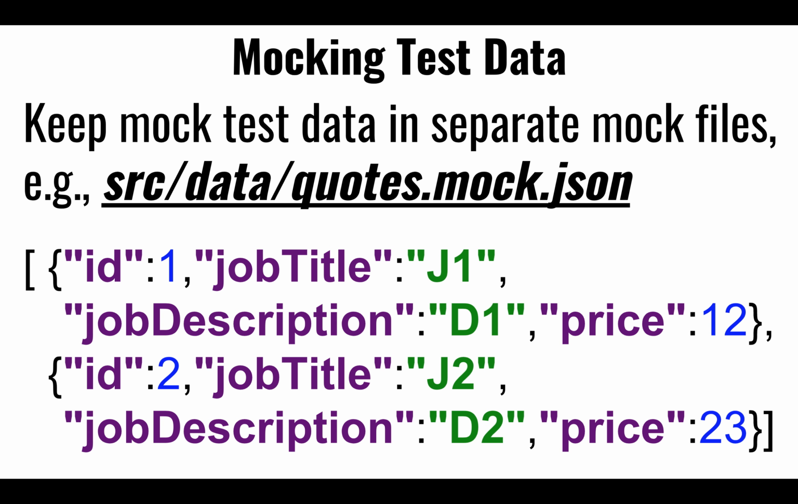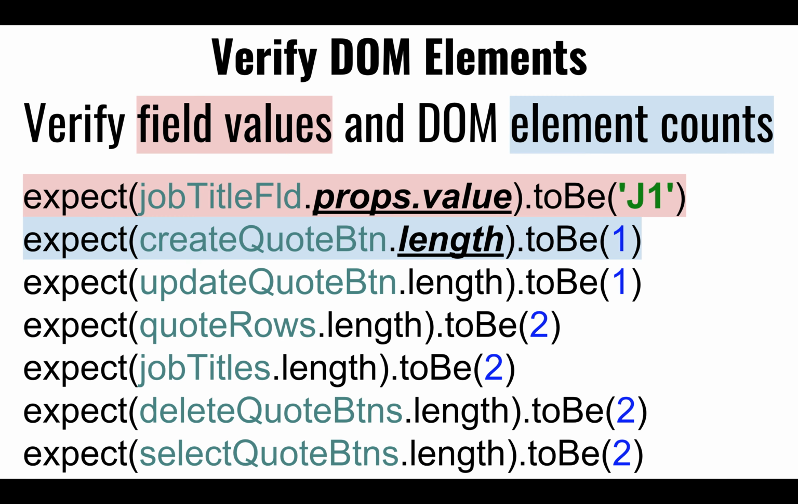So we want to make sure: did the DOM render correctly? We can extract the value of the input field. We can check that the create button is only one of those, and the update button, there's only one of those. The quote rows, there are two rows, two job titles, two delete buttons, and two select quotes. So we're verifying that the quotes actually work. And we can go a little further and click on the create button. After clicking on the create button, verify that there are 3 delete buttons and 3 select quotes that have been added correctly to the DOM, which is pretty cool.